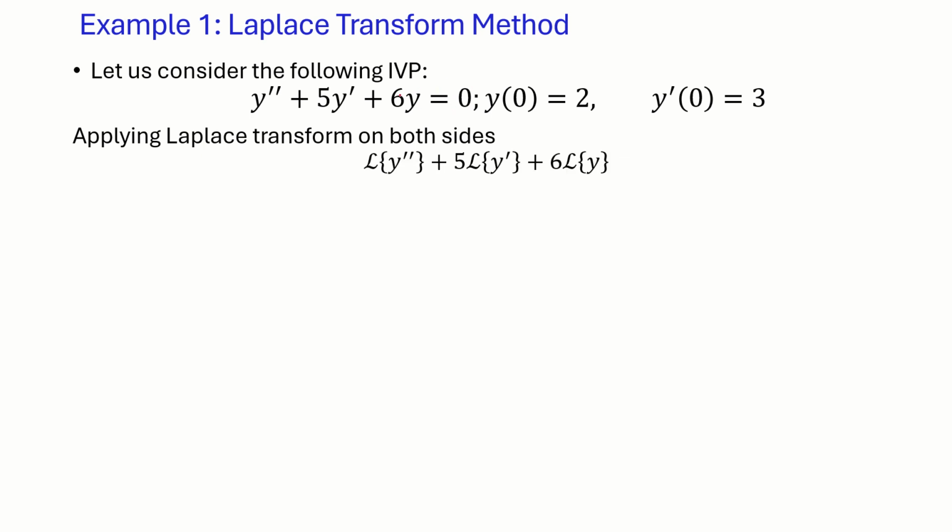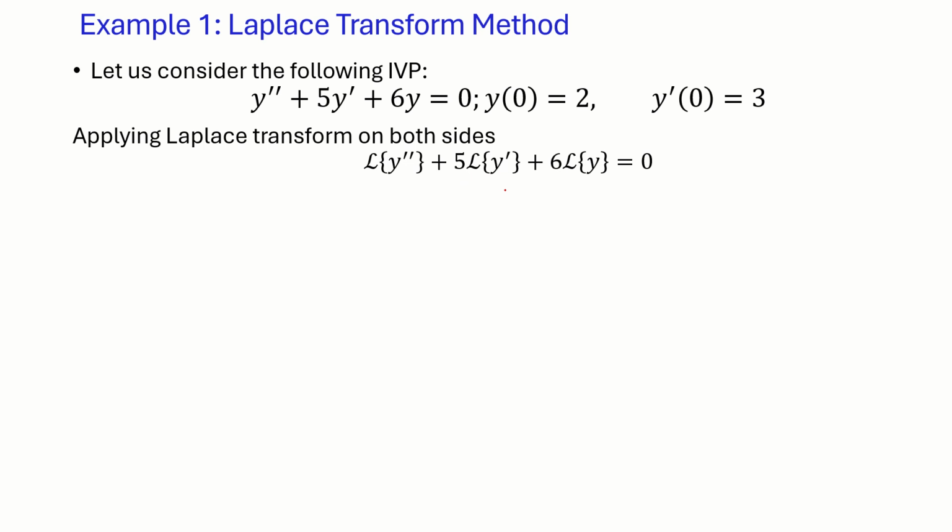So altogether we'll be having Laplace of y double dash plus 5 times Laplace of y dash plus 6 times Laplace of y is equal to 0. We have applied the linearity property of the Laplace transform, and then used the values of Laplace of y double dash discussed in the last slide, and the same thing for y dash as well.